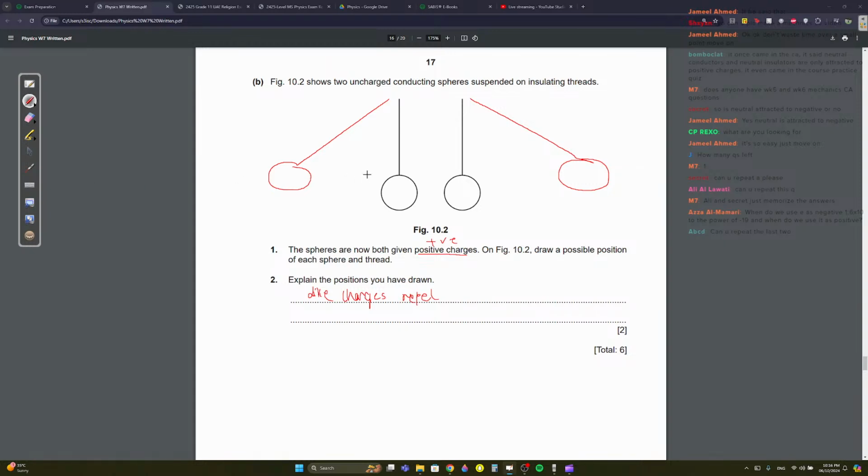Can you repeat the last two? Just play back the video. Okay, play back the video.